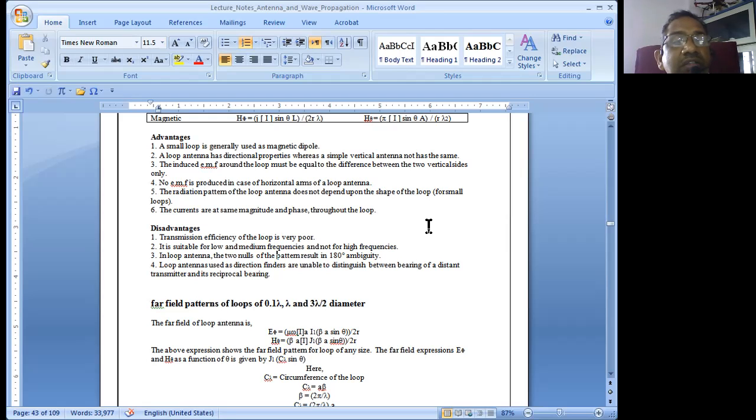And in loop antennas, two nulls of the pattern result in 180 degrees ambiguity. Here we get two nulls of the antenna which are 180 degrees apart. So loop antennas used as direction finders are unable to distinguish between the bearing of a distant transmitter and its reciprocal bearing. So loop antennas are not going to satisfy the reciprocity theorem all the time. So these are the various drawbacks of the loop antennas.